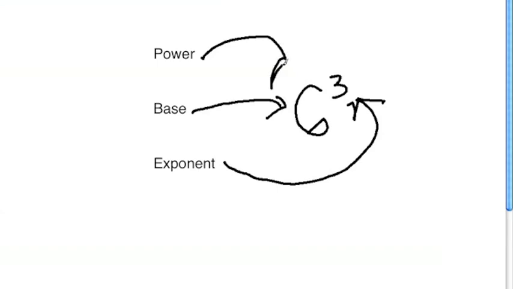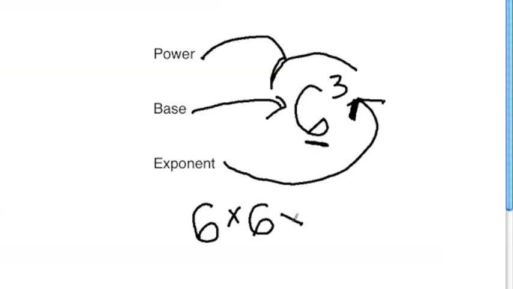So again, the power is the whole thing. The base is the number that will be multiplied times itself, and the exponent tells you how many times you're going to multiply the base times itself. So if we were going to write 6 to the third power out the long way, we would write 6 times 6 times 6.